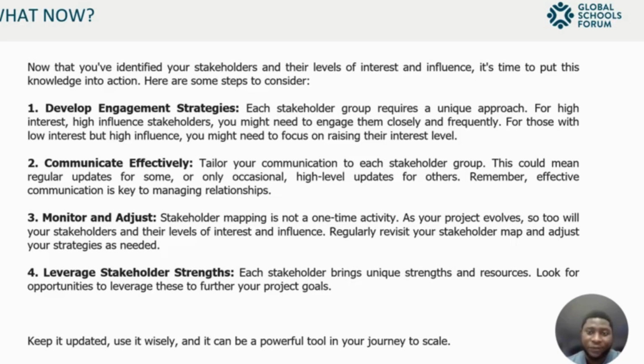As your project evolves, monitor the interest and influence levels of your stakeholders and adjust your map and engagement strategies accordingly. Finally, leverage the strength of your stakeholders. Determine how they may aid or mar your project. Look for opportunities to bring their strengths and resources to further the goals of your solution.